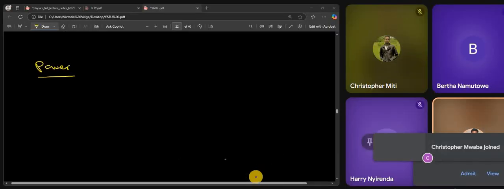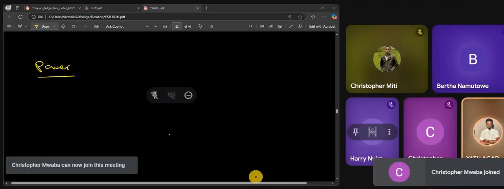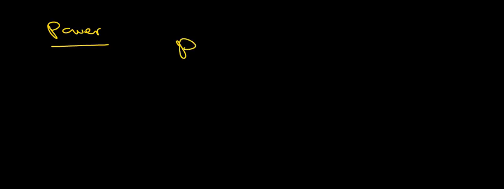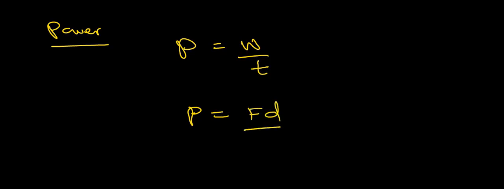And lastly, we discussed power. In layman's terms, we said power is simply the ability to do work, the rate of doing work. So power is dependent on the work. We said P is equal to the work done over time. Work done is the same as force times distance, right? Over time.